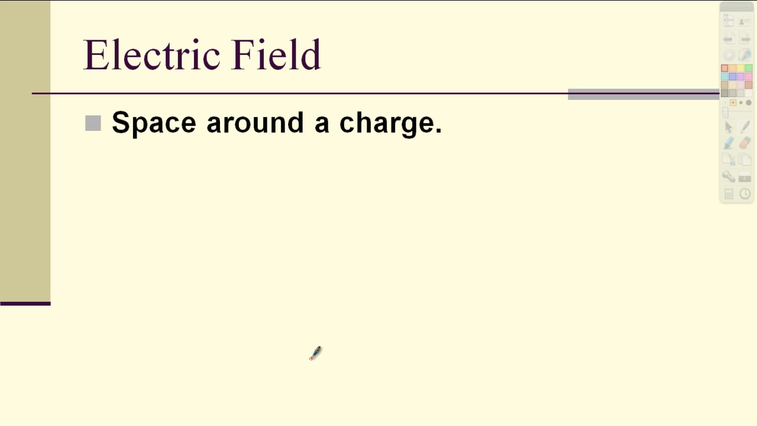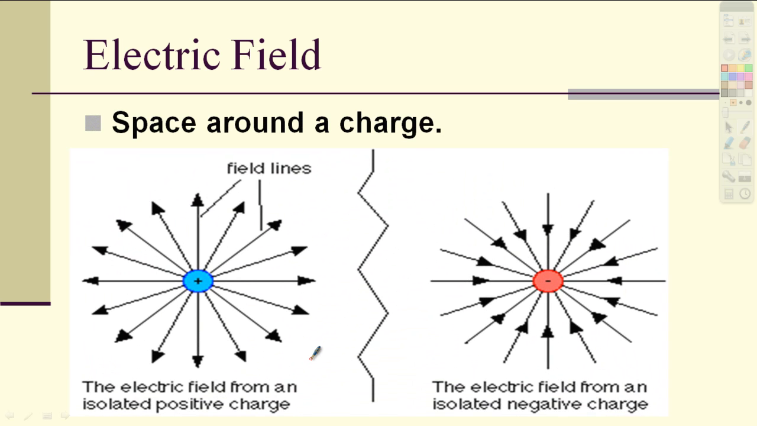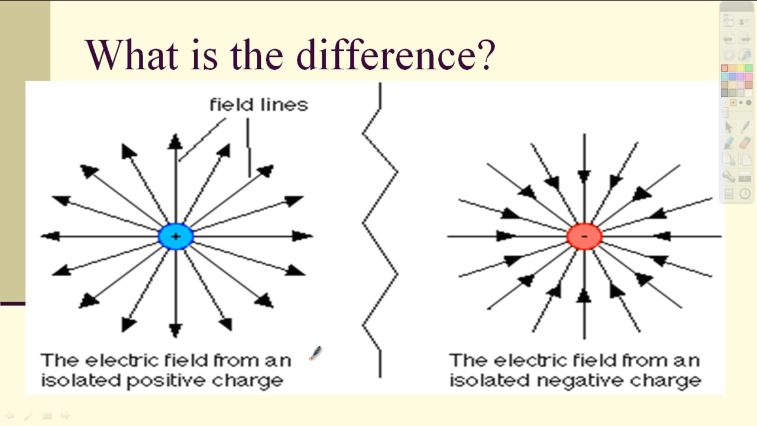So, as I said, the electric field is the space around a charge. It's represented by these field lines. So what's the difference between these two? Well, one's positive, here's a proton, and all of its field lines move outwards. That's why it's represented by an arrow pointing away from the proton. But in the electron, they're all going inwards.